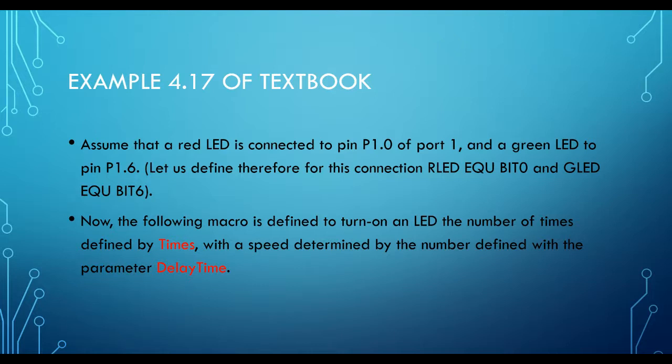Now the following macro is defined to flash an LED, the number of times defined by the times argument, with speed determined by the delay time. You can define how much delay and how many times. So if you want to make the delay longer, you can change this times argument, which means how many times you want to run this delay. It can be a few times, whatsoever.